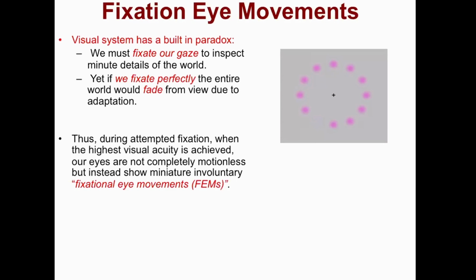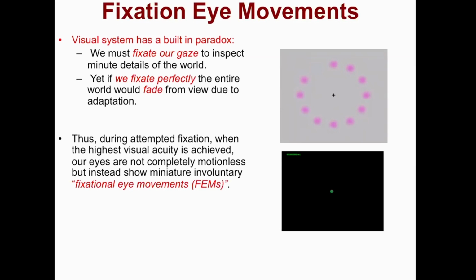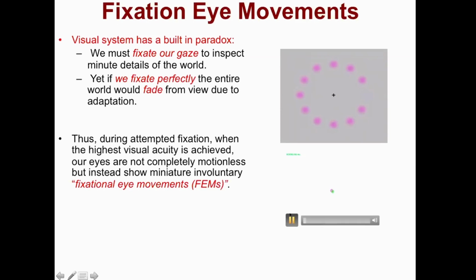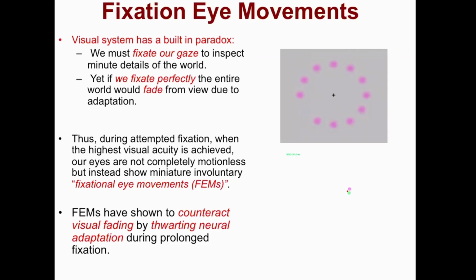Movement of the eyes will bring the purple circles back to perception. This phenomenon is called Troxler fading. Thus, during attempted fixation, when the highest visual acuity is achieved, our eyes are not completely motionless, but instead we see miniature involuntary fixation eye movements, or FEMs. Here's a video from a control subject doing a fixation task. The pink and the green represent the right and the left eye. Notice that our eyes are not perfectly still and there are small eye movements that occur. A number of labs have shown that these fixational eye movements, or FEMs, are important in maintaining visibility during fixation.